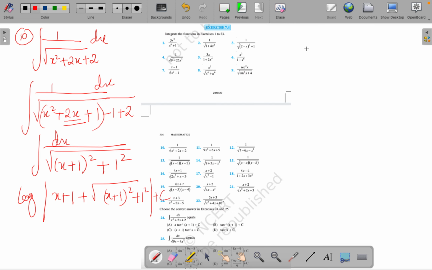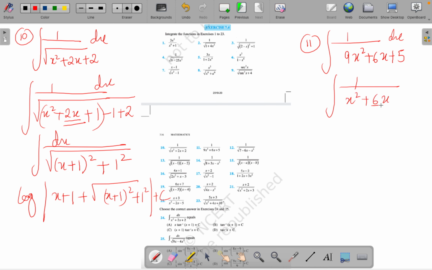Now let's talk about question number 11, children. I will repeat the steps again, but the main thing is that you people have to do it on your own. Just apply the formula. First step, dividing by 9. Again, you know the concept. If we are dividing by 9, we have to multiply also by 9. So that means I will write 1 by 9 also outside. I hope I'm clear. Let me show you how I have done it.